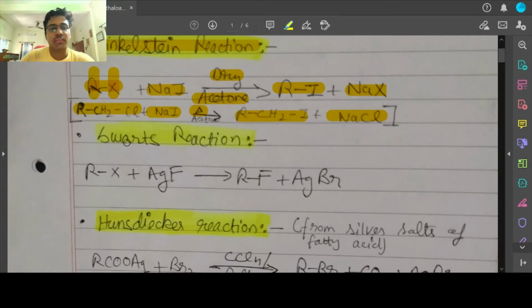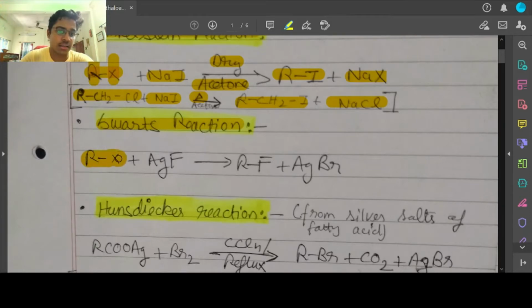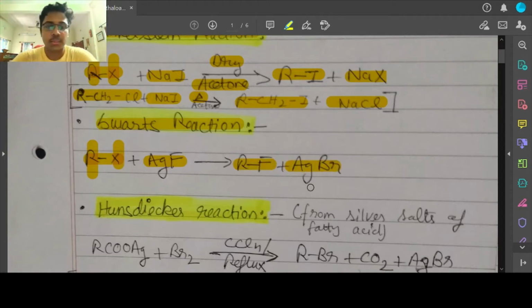Now comes the Swarts reaction. The Swarts reaction is RX, where again R is an alkyl group and X is a halogen atom, plus AgF gives RF plus AgBr. In board exams you can be asked to state the purpose of the Swarts reaction, or to name the method by which only alkyl fluorides can be formed. RF is a fluoride. Note the term: this method is only used for the preparation of fluorides.